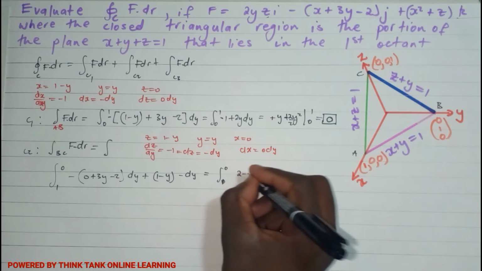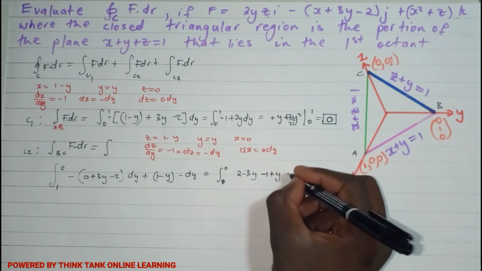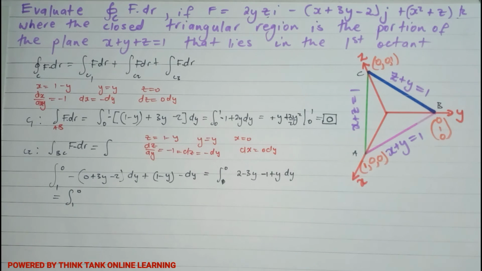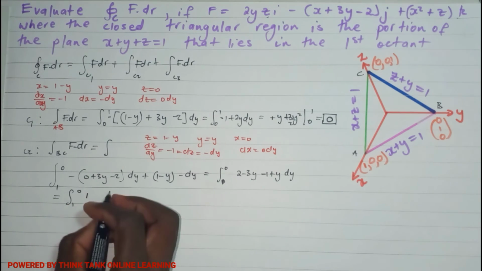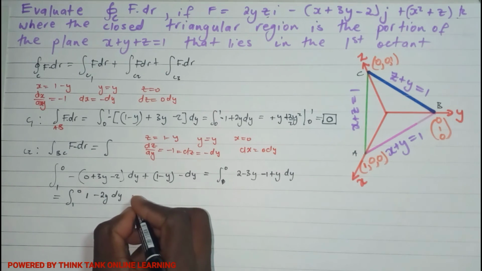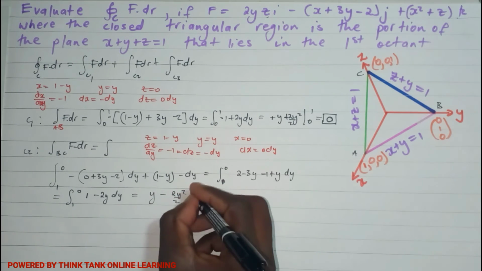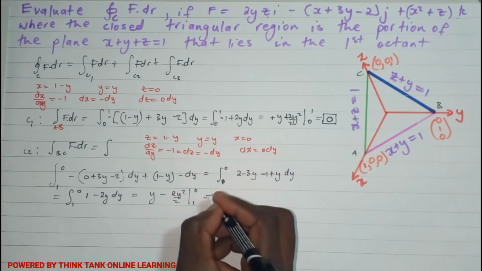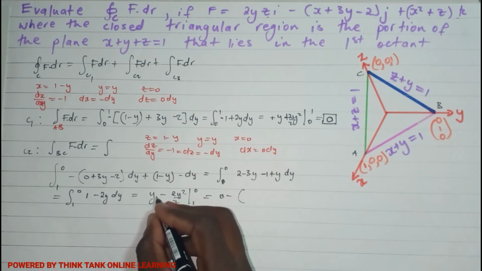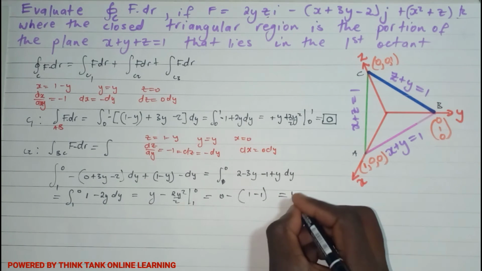So we're going to have 2 minus 3y, negative 1 plus y, dy. And what are we going to get? From 1 to 0, I'm going to have 1 minus 2y dy. Now integrating with respect to y, we're going to have y minus 2y squared over 2, with bounds from 1 to 0. Upper bound minus lower bound is 0 minus the lower bound, we're going to have 1 minus 1 here. 1 minus 1 is 0, so we're going to have 0.